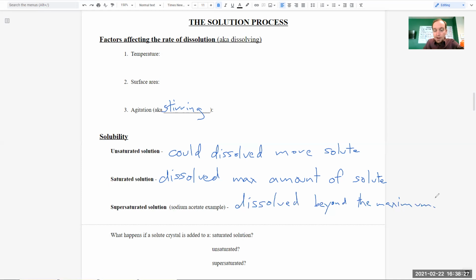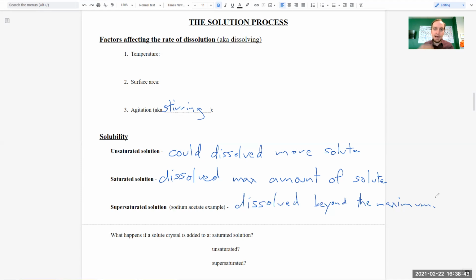Okay, like I said, this is rare and this is highly unstable. It is very difficult to make. This is not something you could just throw together in your kitchen like, I'm going to dissolve more than I should be able to. Well, if you can't do it, then you shouldn't be able to do it, right? So those are the three types of solutions.